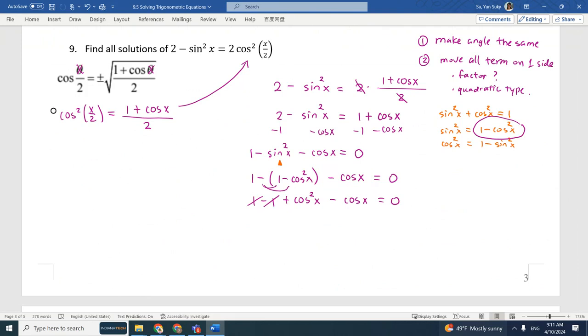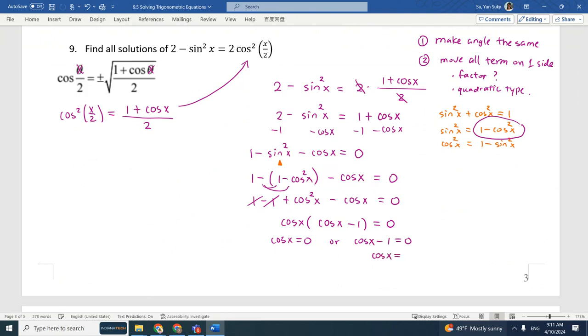Okay. And now let's factor it. Do you see we have a common factor cosine x? After we factor out the cosine x, what's left? Cosine x minus 1. Good. We see the product of two factors equal to 0. We let the first factor be 0 or the second factor equal to 0.